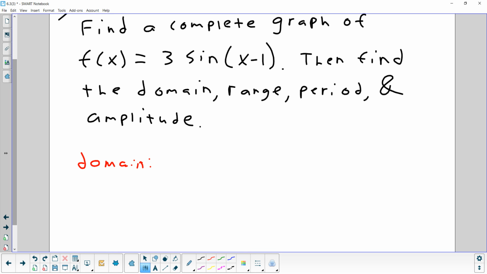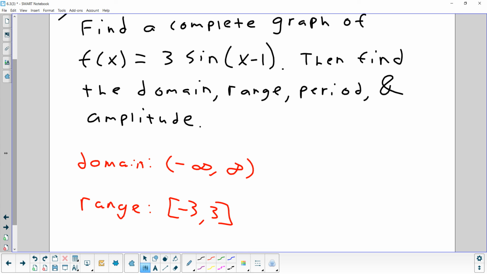All right, let's start with the domain. What's the domain of 3 sine x minus 1? Yes, Ashley? All numbers. When we get to tangent and cotangent, that's not true anymore. But with sine and cosine, it is. So that's negative infinity to infinity. Range: think about what the range would be originally, and then take into account any vertical stretches or vertical shifts. We'd be -3 to 3.